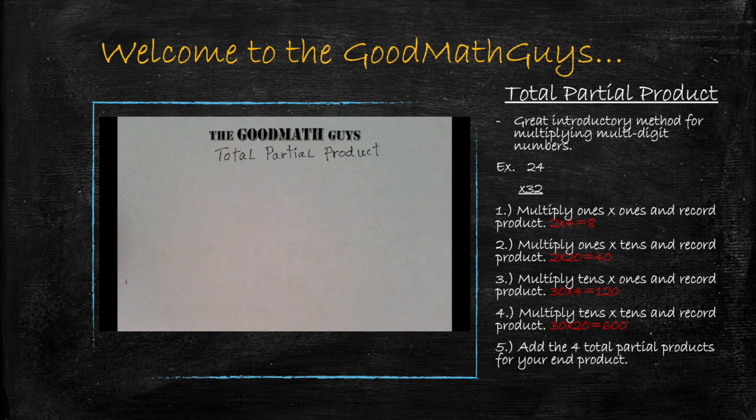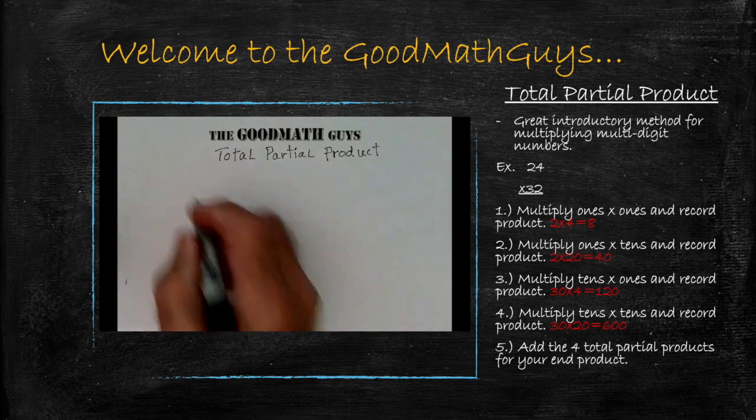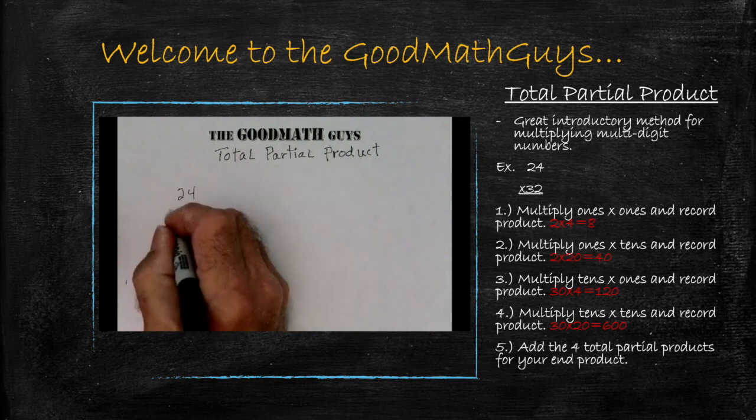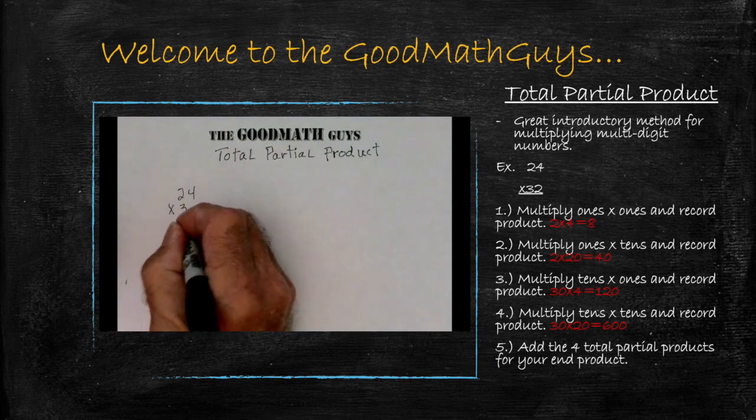It's simple. There's no regrouping or anything like that, like there is when we do traditional partial product, which can be found in the textbook. So let's get at it and see if you like it. We're going to do a problem: 24 multiplied by 32.